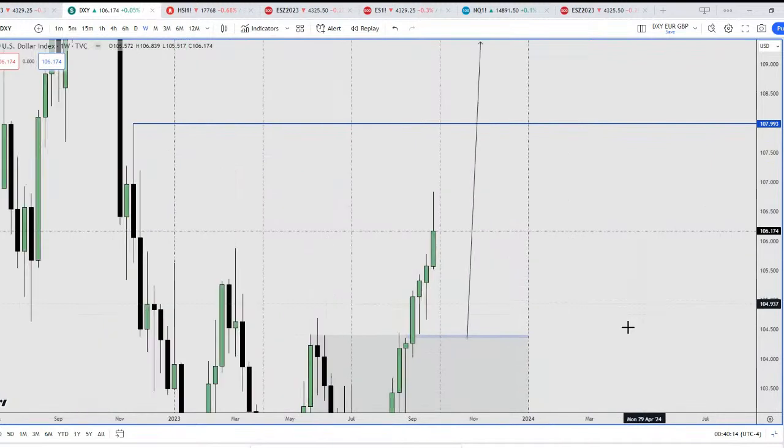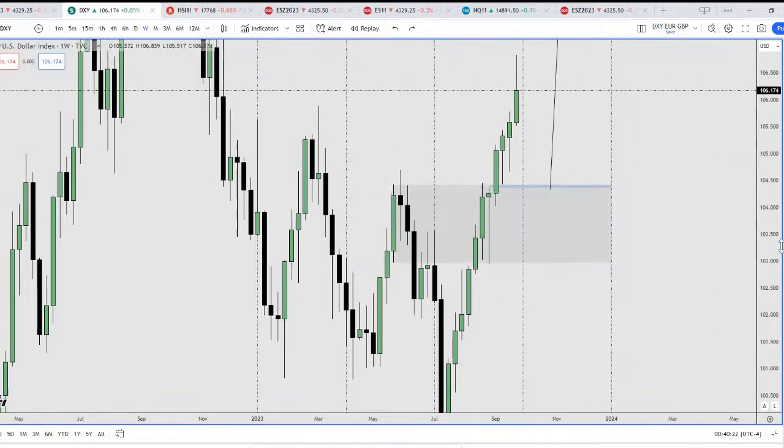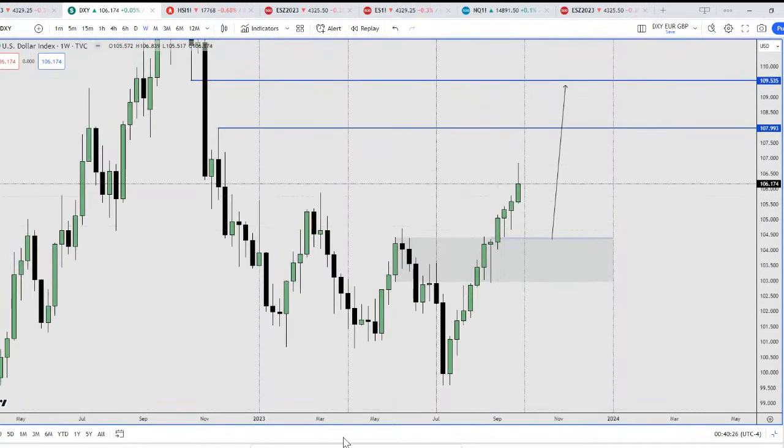Okay, if you zoom in well enough, you can see that there is a small little inefficiency here, whereby price can use it as a springboard to attack the highs, right? So I'm expecting October to be such a move. So we move lower and then higher. Okay, that's what I'm expecting for October for DXY.